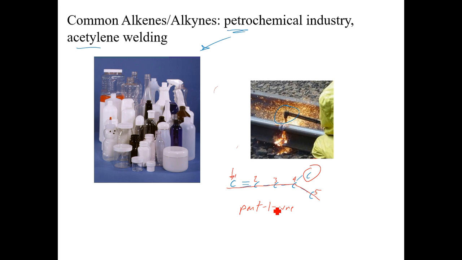Now I have a branch on carbon number 4, and it's a methyl branch. So this is a 4-methyl pentyne. One more. Let's just write the name first. And let's call this one a 1, 2, 3 trimethyl hex-3-yne.